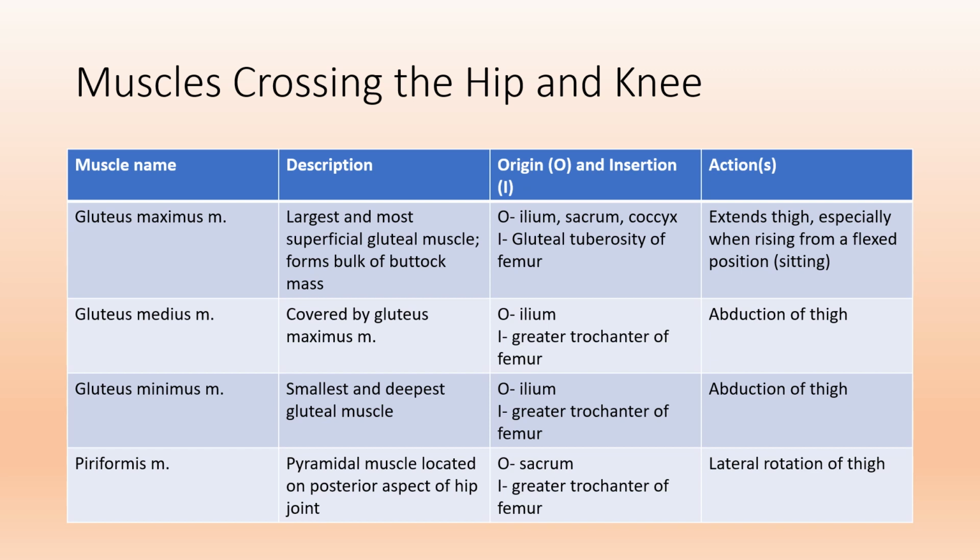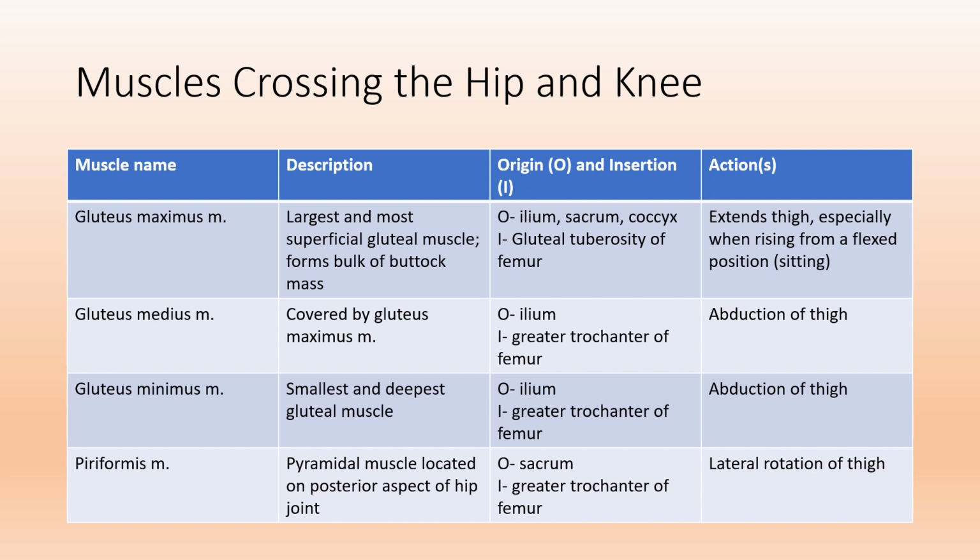So think about going from a seated position to standing, or the action that you would see in a squat. Next, gluteus medius. Medius is in the middle, coming from the ilium and heading to the greater trochanter. The gluteus medius now, since it's more lateral on the hip joint, will pull that femur out to the side, producing abduction of the thigh.